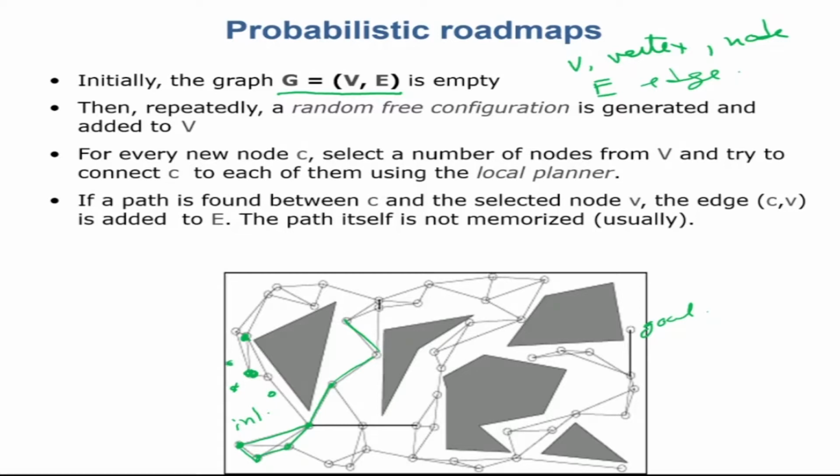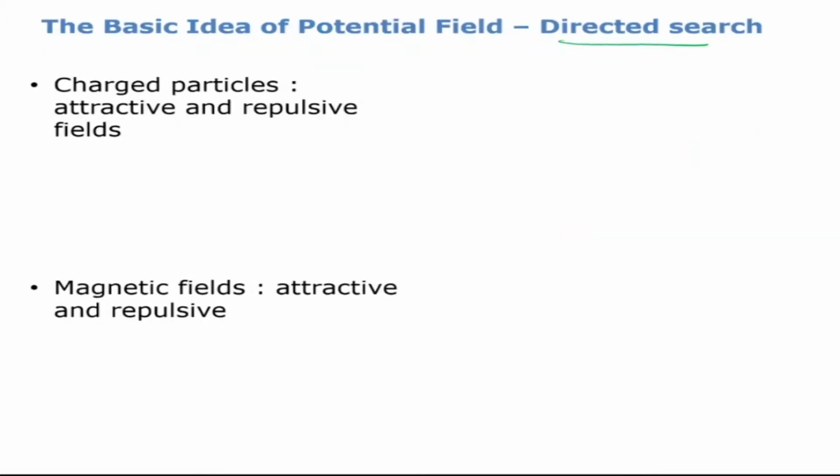Now there are of course directed ways of searching. For example, if you are going near an obstacle, then you should sample near an obstacle more than you sample in a free space. Now in the directed methods, we are trying to direct the search, from where to where? We are directing the search from the initial point to the goal point, just like we're trying to guide the robot from the initial point to the goal point.